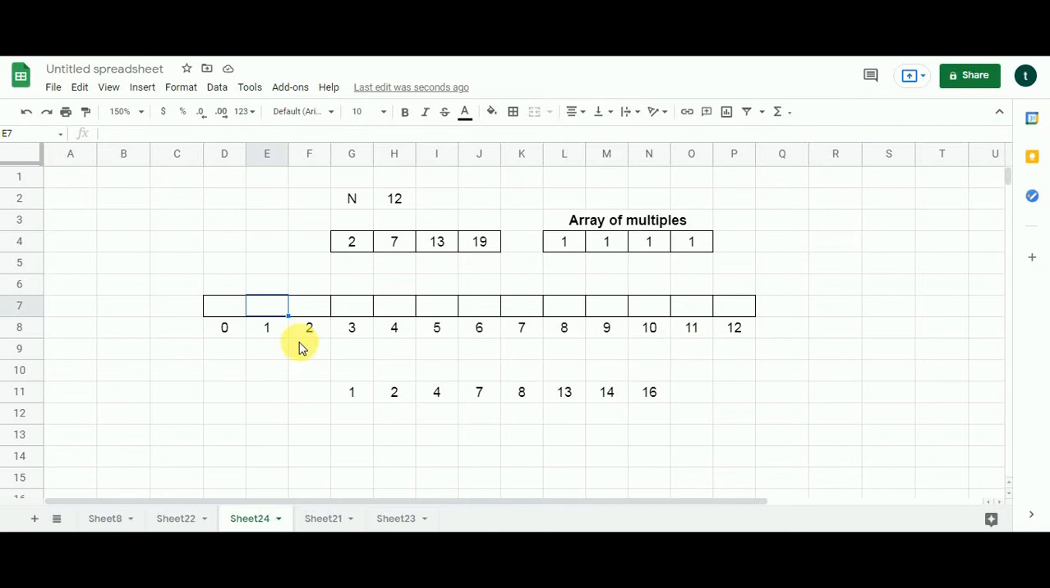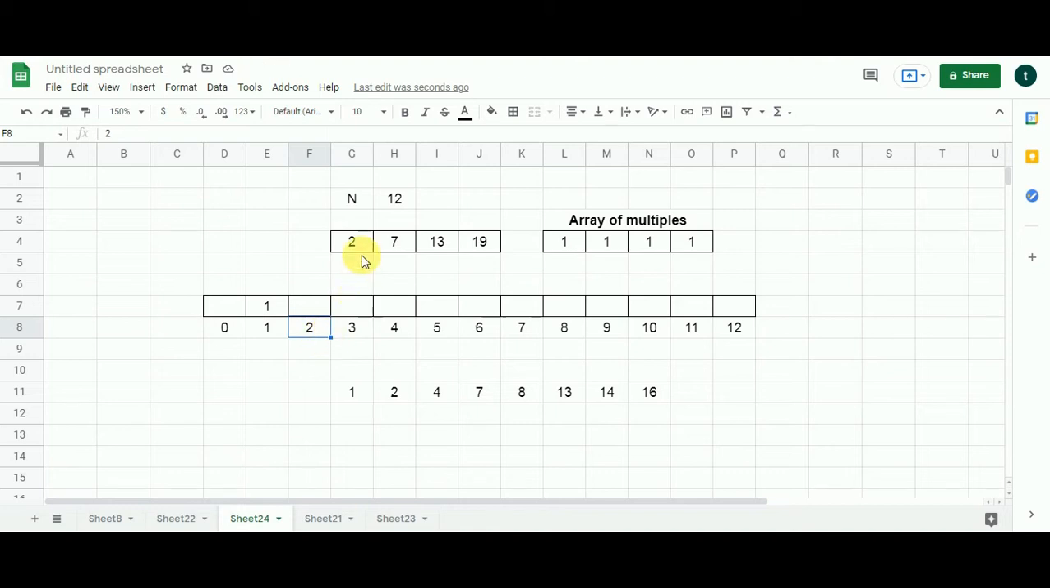So first I create an array of multiples here next to our array of primes and fill it with 1. The first super ugly number is always 1. So let me put 1 in the cell at index 1. Now let's move to the second cell at index 2.